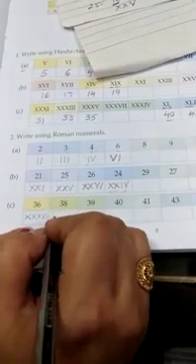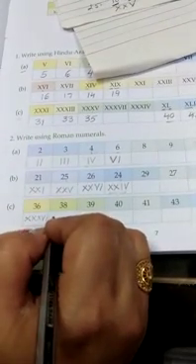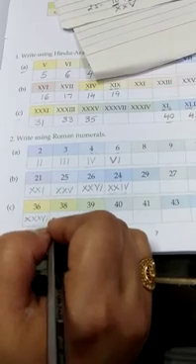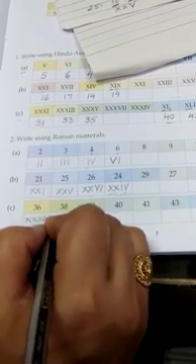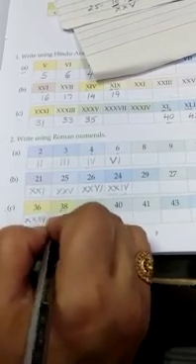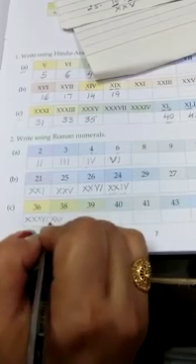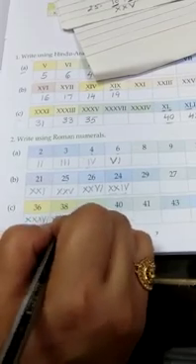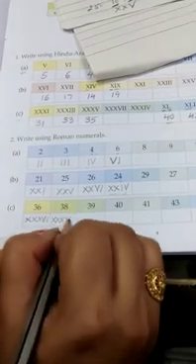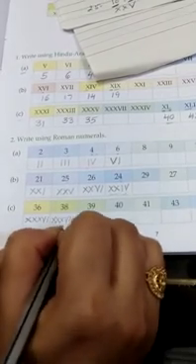Now next is 38. So this will become 30 plus 5 plus 3, that is 30 plus 5 plus 1 plus 1 plus 1. So I can write 30 as XXX. This will become 30. Next is 35, next is 36, 37, 38.